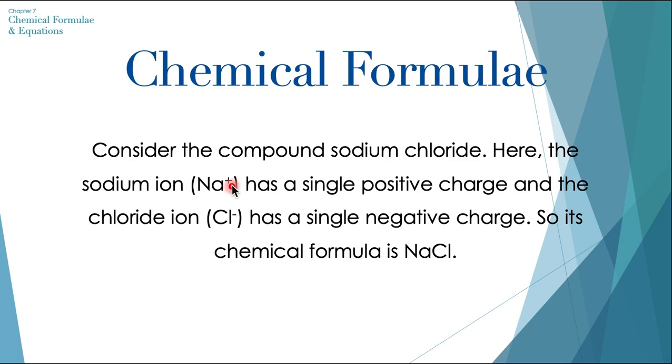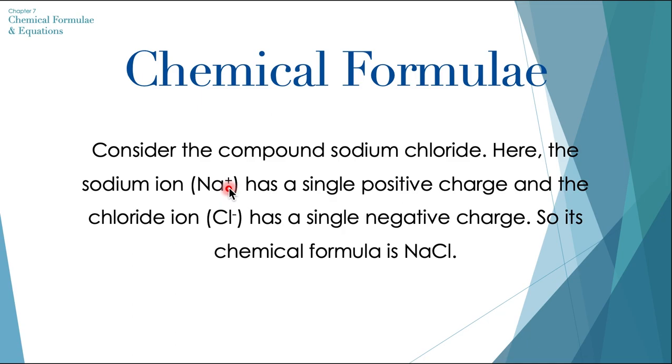The same is true if the charges are 2. If this atom has a +2 charge and the chloride ion also has a -2 charge, they would again cancel each other out. And in the end we would have NaCl, because the charges just cancel each other out. We're not going to write 2 here. They're going to disappear because they're canceling each other out.